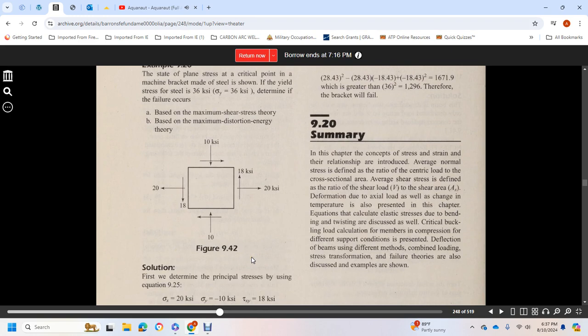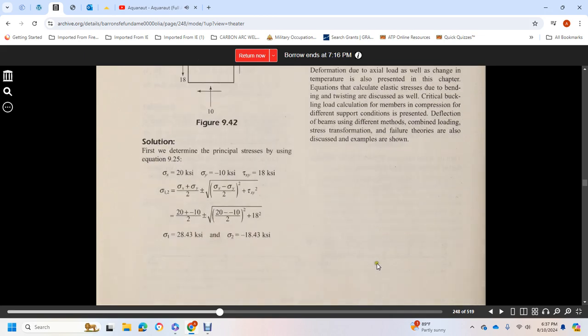Alright, 9.20 Summary. In this chapter, the concepts of stress and strain were presented. The relationship between average normal stress is defined as the ratio of the applied load to the cross-sectional area, and average shear stress is defined as the ratio of shear load to shear area. Deformation due to axial load as well as change of temperature was presented. Equations for calculating stress due to bending and twisting are also discussed, as well as critical buckling load calculation for compression members under different support conditions. Deflection of beams using different methods, combined loading, stress transformation, and failure theories are presented. Also, examples are shown.